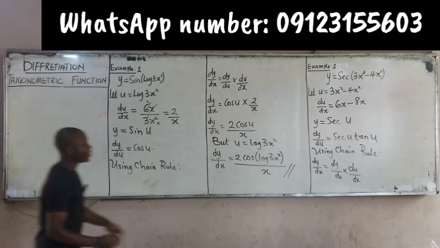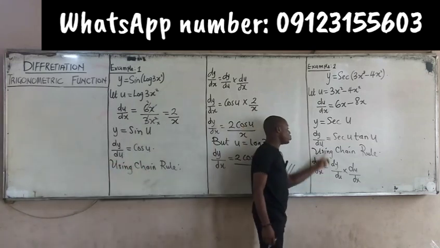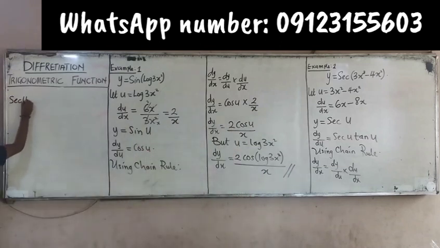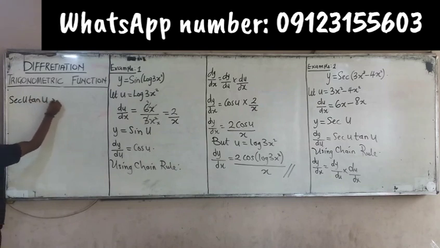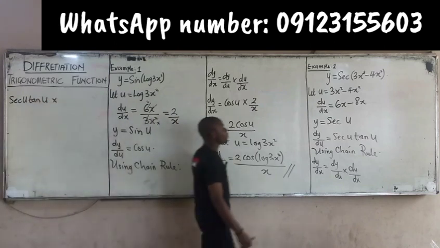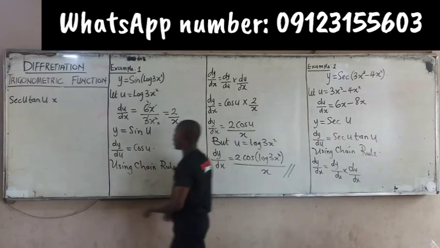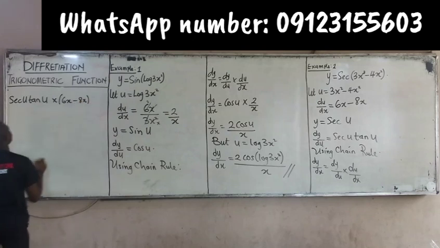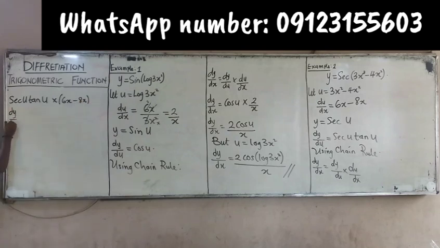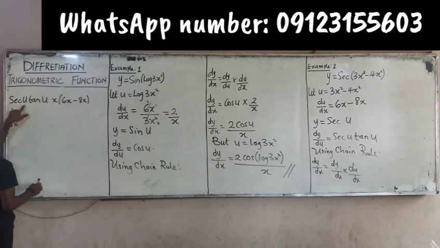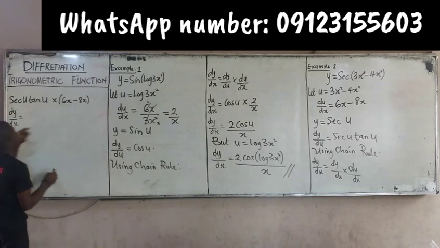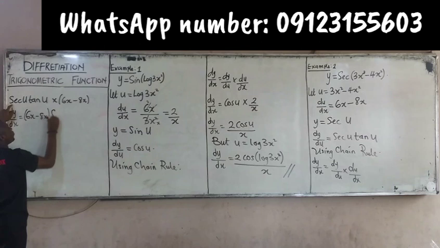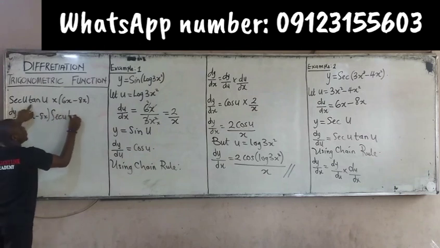Alright, I'll have that dy over du is sec u tan u, multiplying du over dx, which is obviously 6x minus 8x. So my dy over dx is equal to sec u tan u multiplied by this. I'll have 6x minus 8x comes out first. Next up, sec u, then tan u.